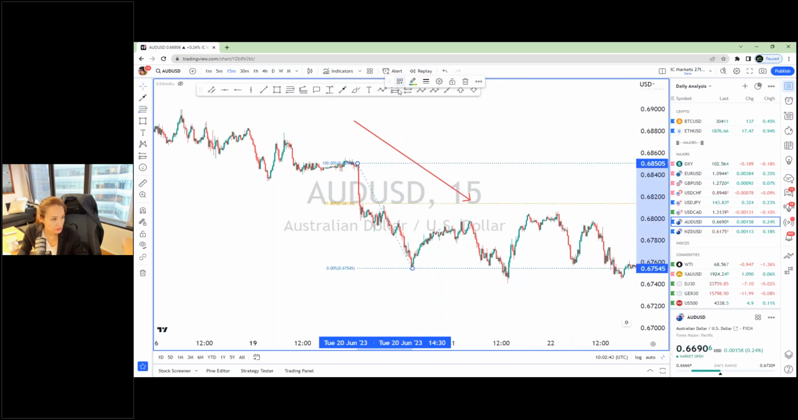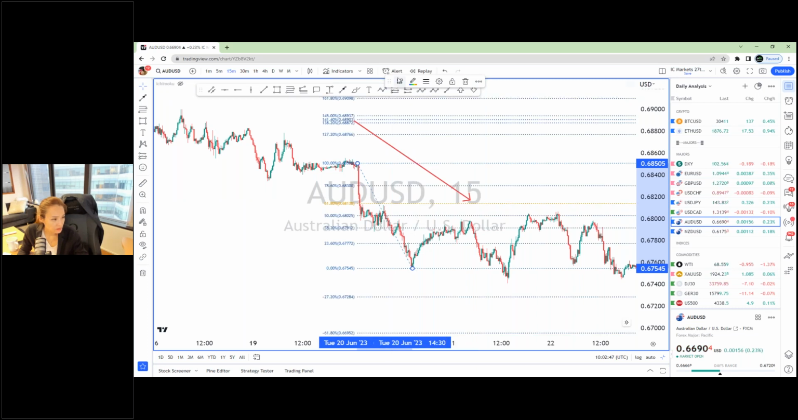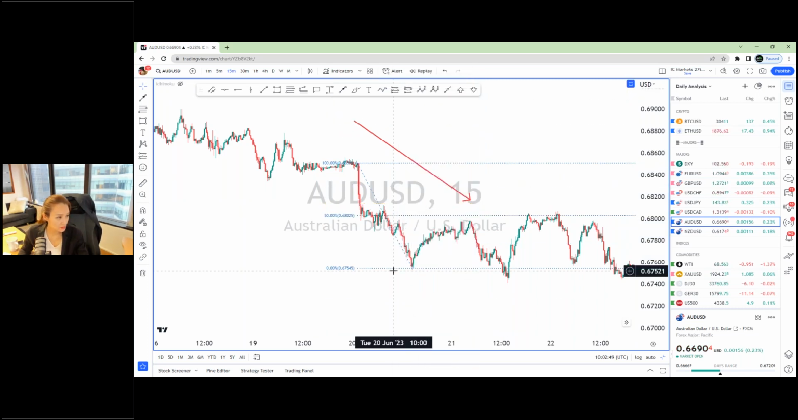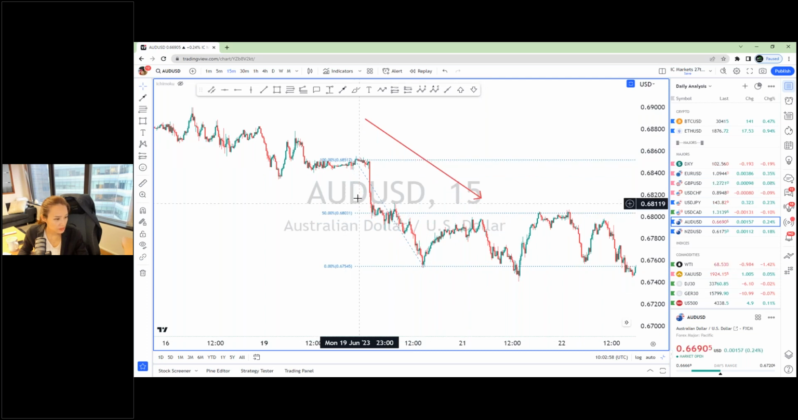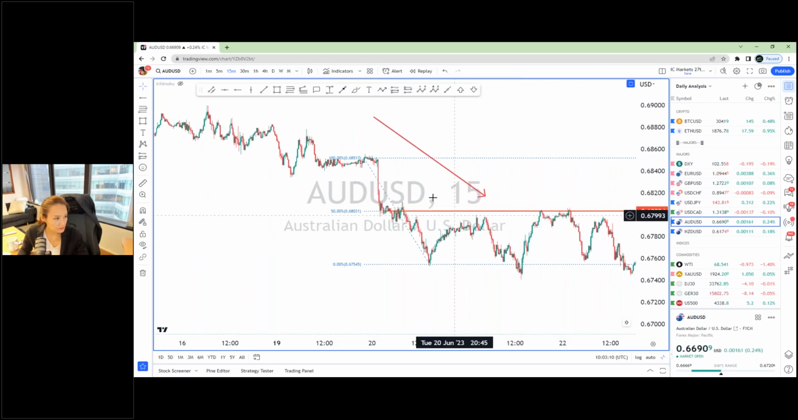I think this should be almost 50% here. And you can see that when I draw from here to here, or I'll just pick this high to this low, you can see the price taps the 60% level here, and price reverses down.